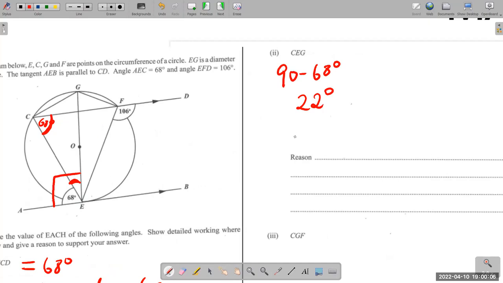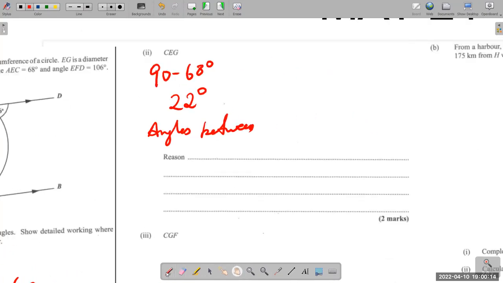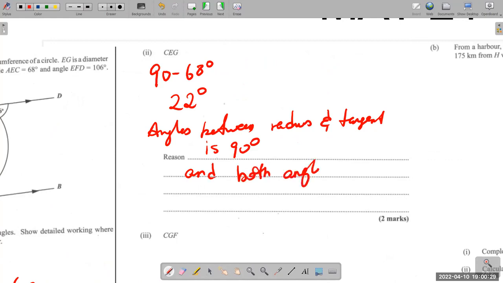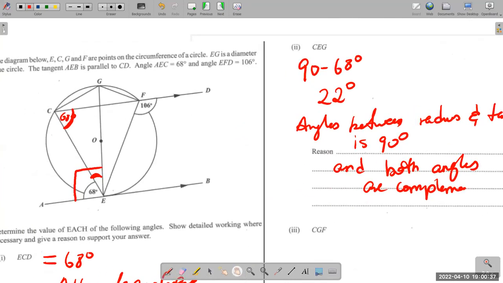What do we call that? Angles in between what? Between radius and tangent. Is 90 degrees. And both angles are complementary. What does complementary mean? 90 degrees. Both angles are complementary. So I'm just going to plug in my picture here, 22. So in between here is 22. Yeah?